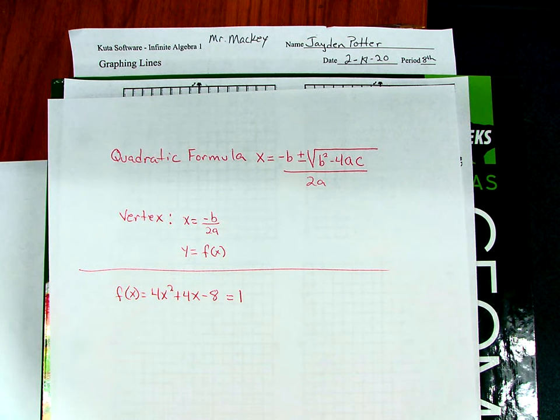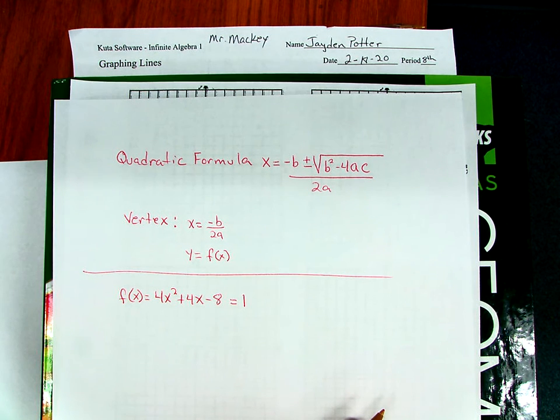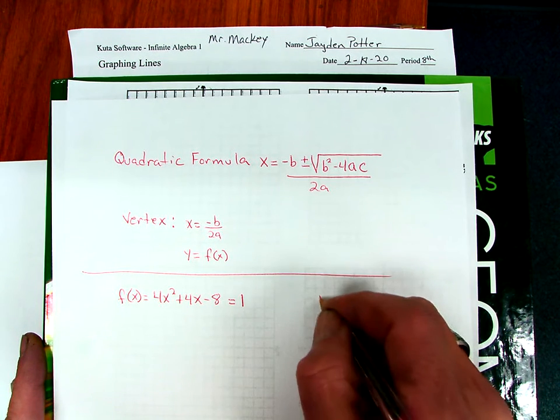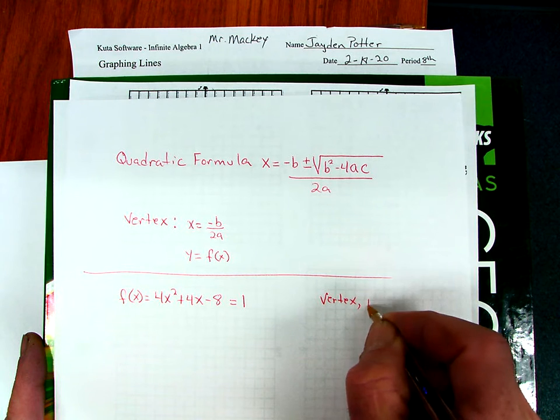Graphing by using the quadratic formula. If we're graphing a quadratic, it's going to take the U shape. In order for it to make the U shape, we have to have at least 3 points. The 3 points that we want are the vertex and then the 2 roots.